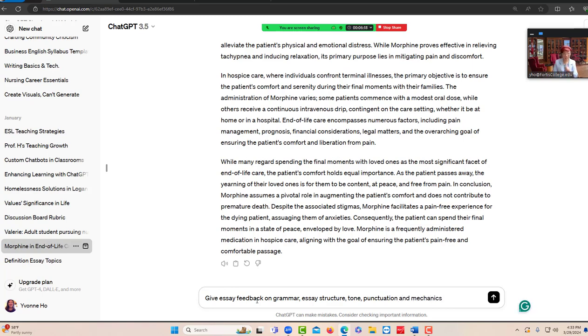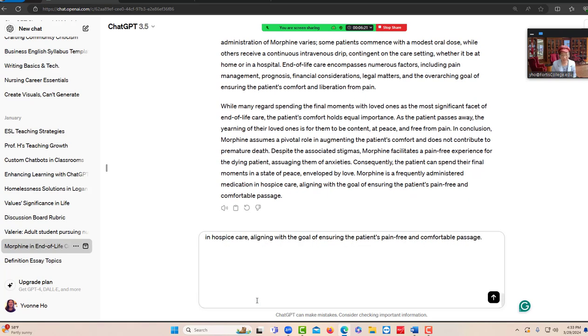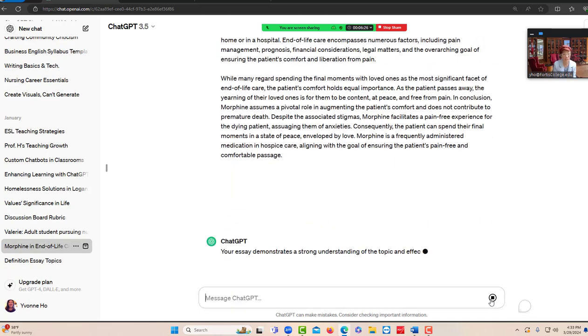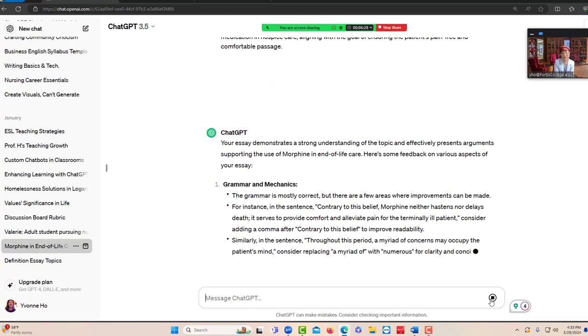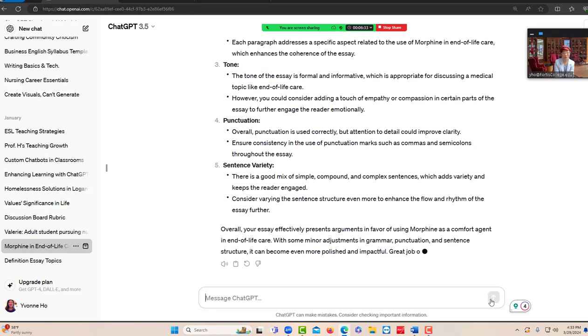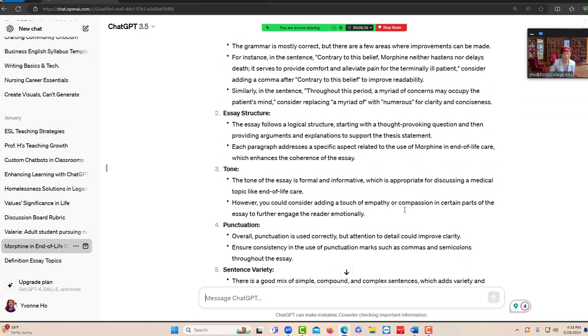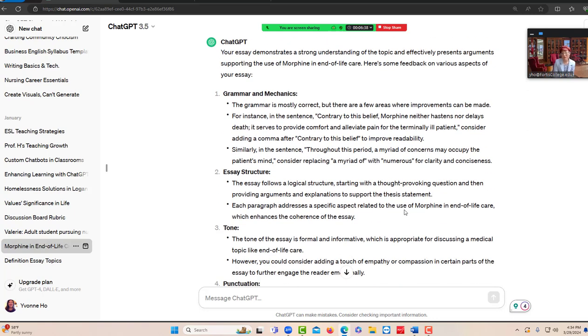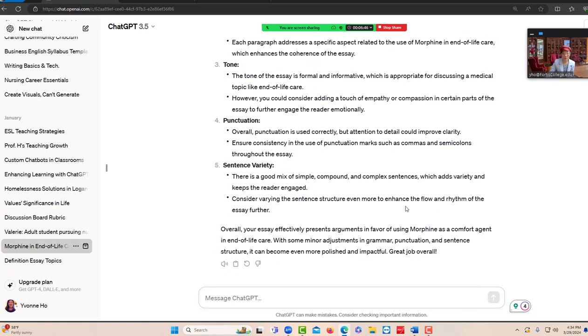Then you cut and paste your essay, the entire essay. I just cut and paste the entire essay into the prompt, and now I send the message. And then this is the part I always find so remarkable, is that then it goes over what you have to fix. Then it says grammar and mechanics, essay structure, tone, punctuation, and sentence variety. There is a good mix of simple, compound, and complex sentences, which adds variety and keeps the reader engaged.